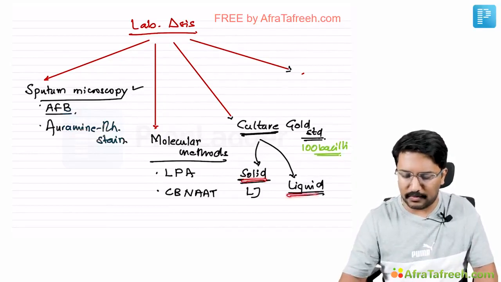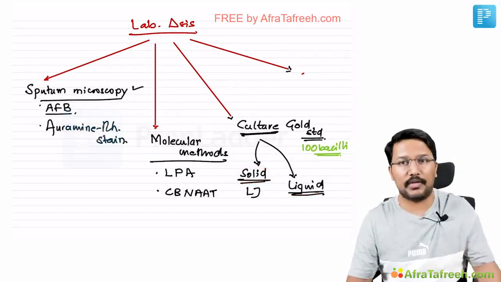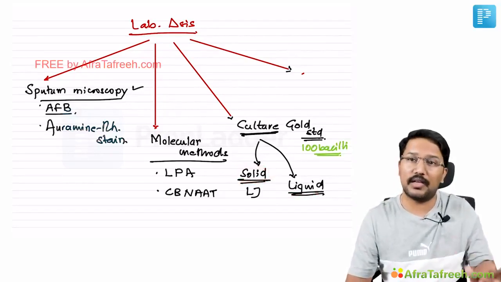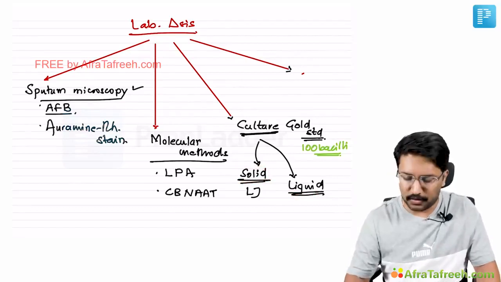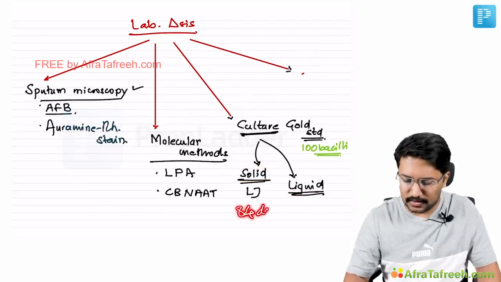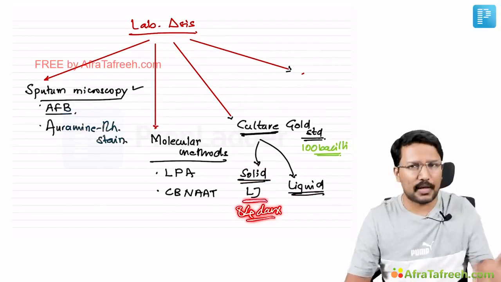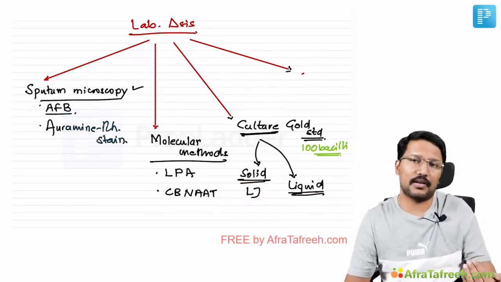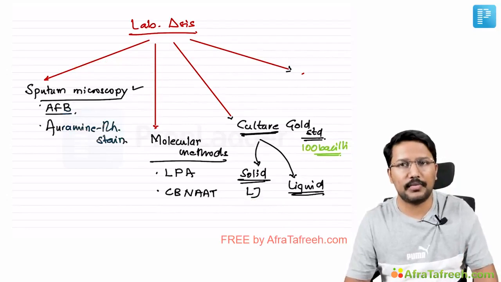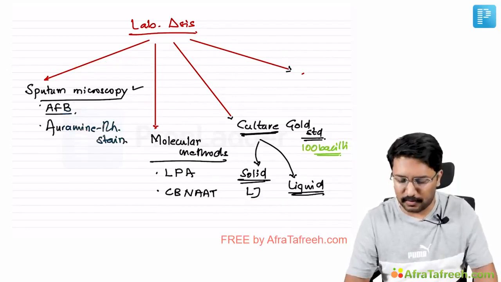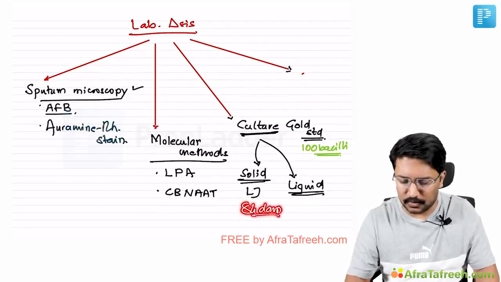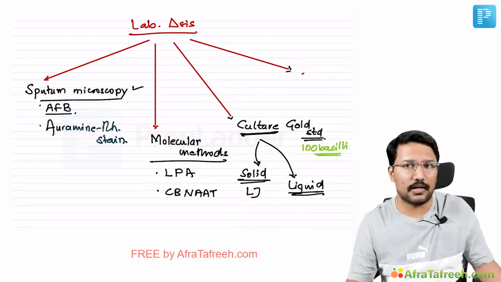So we have solid media and liquid media. Solid media we have kind of given up because the turnaround time was very high. To give you a negative report, it used to take up to 84 days in the case of LJ media. If you get a positive growth, yes, you might have a result much earlier, but to declare it negative, it might take up to 84 days. That was one of the serious drawbacks of solid culture media.